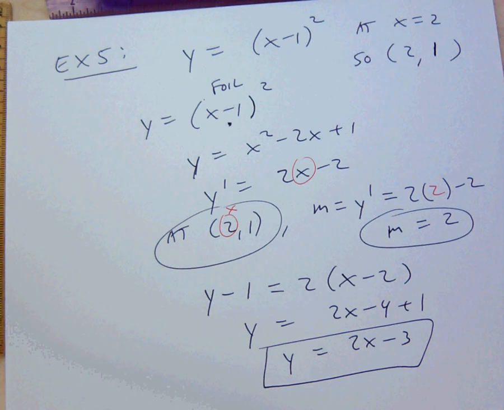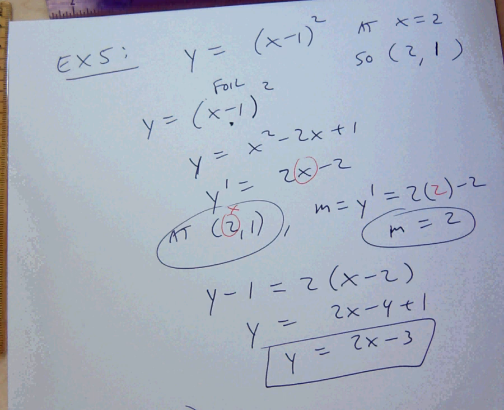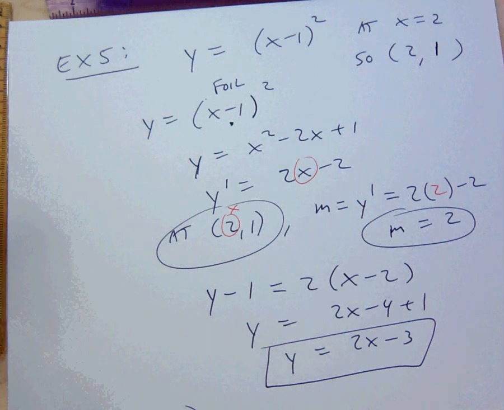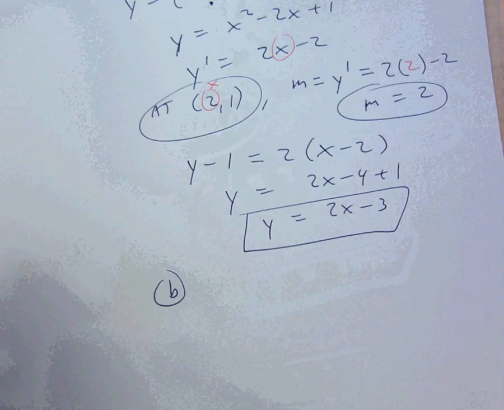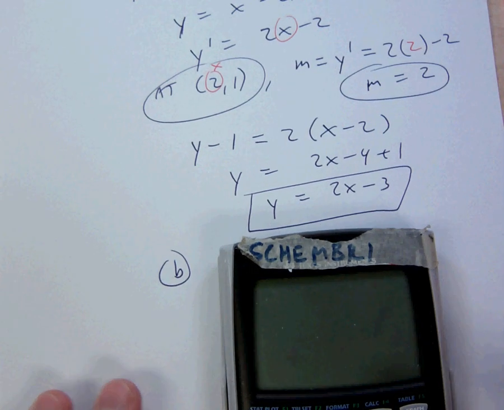All right, what do they want you to do in part B here? I want you to what? Yep. I want you to graph what? The original function and the tangent line to see what's going on. Okay, so here it goes.